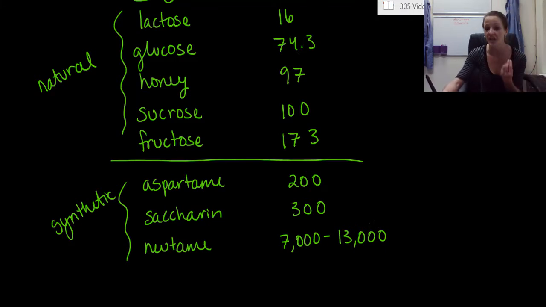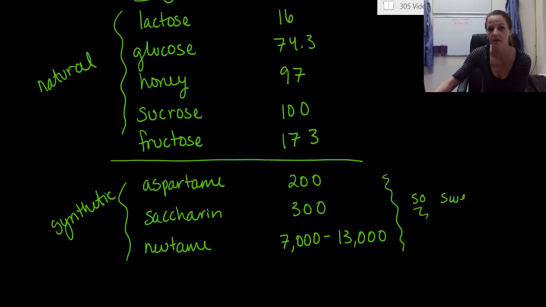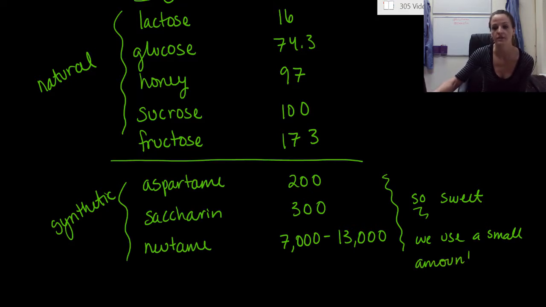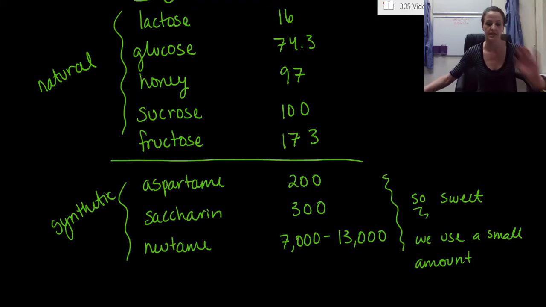We've all ingested honey. Honey is 97, so this is something that is way sweeter than honey. So I just can't even imagine that. I've never had it personally. So the thing I want to point out about the synthetic components is that they are so sweet compared to glucose that we only use a tiny amount. So we use a small amount relative to all of our other natural sugars. Okay, we use just a tiny hint of this.